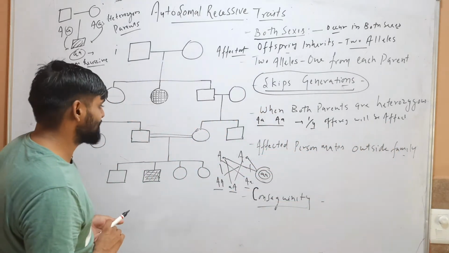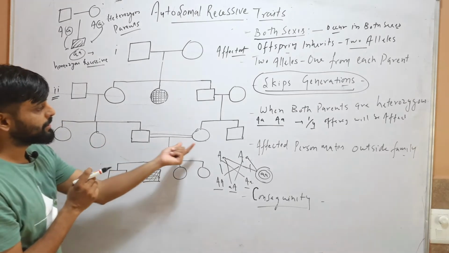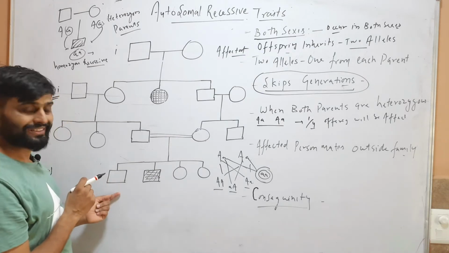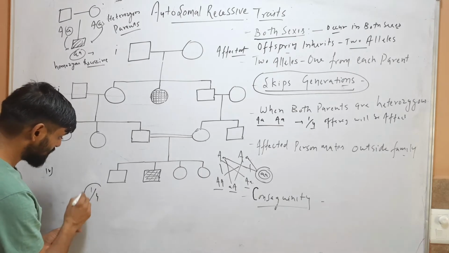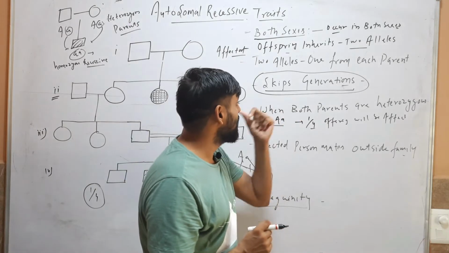So here in that case in third generation, these parents both are heterozygous. Here you can see that out of 4, 3 are unaffected and 1 is affected. So 1/4 of offspring are affected when both parents are heterozygous.